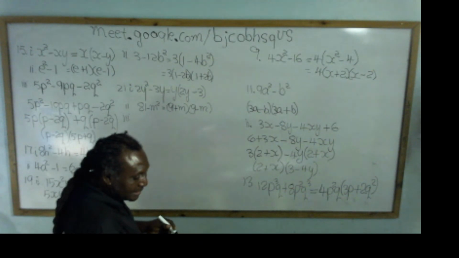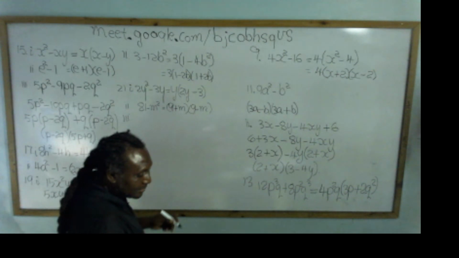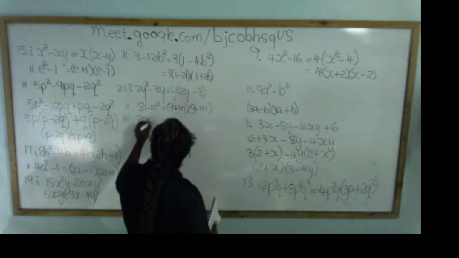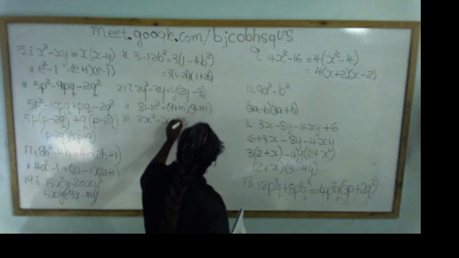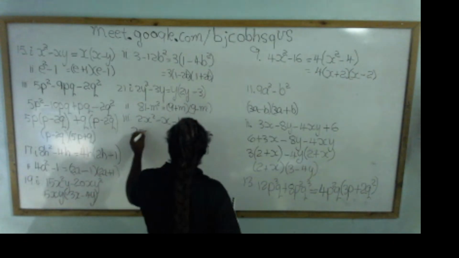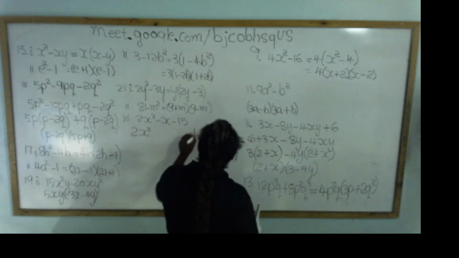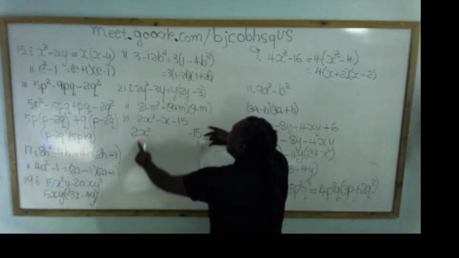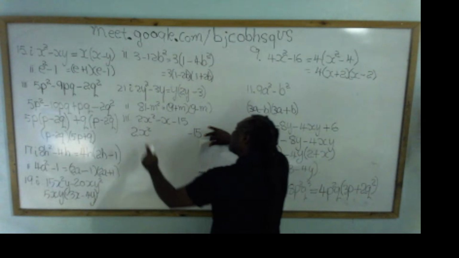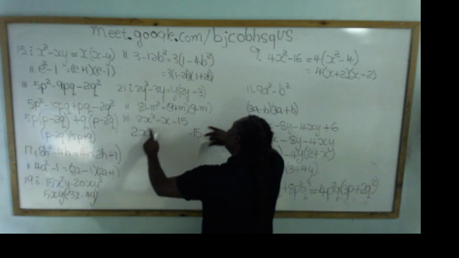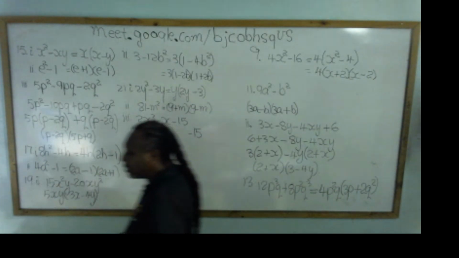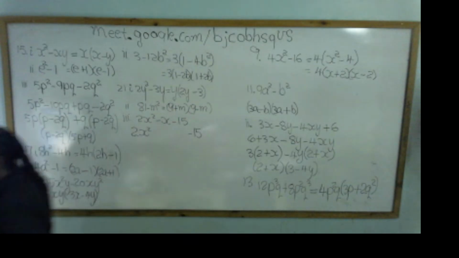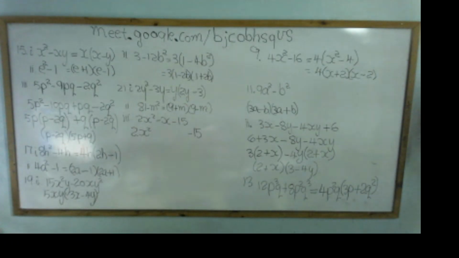2x squared minus x minus 15. The two numbers multiply to give a negative 30. They multiply to give a negative 30. And when you add them, you get a negative 1. What are those two numbers? Multiply to give a negative 30. When you add them, you get a negative 1.